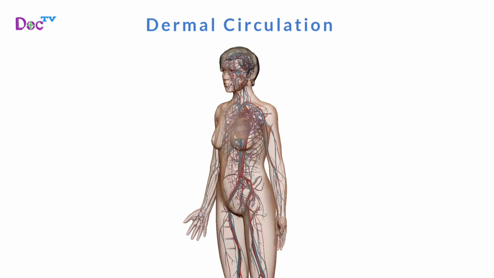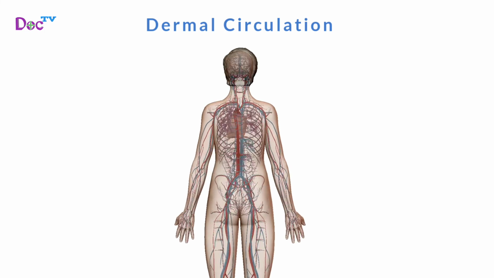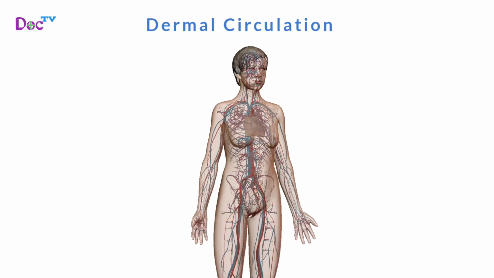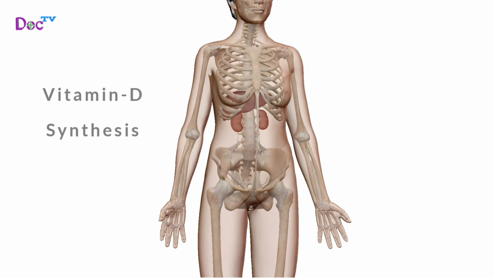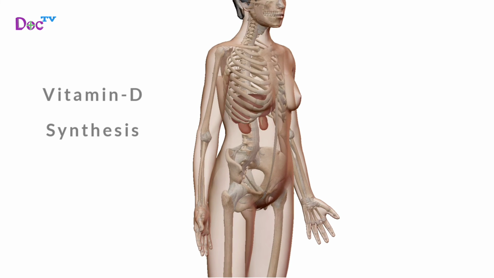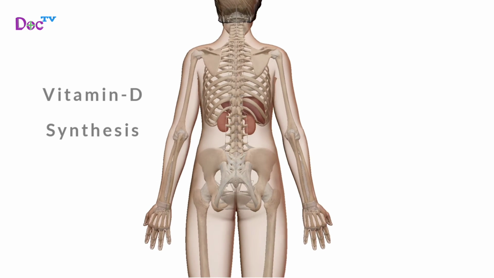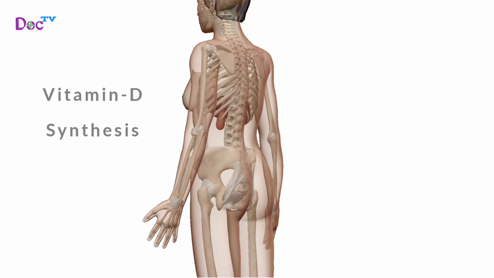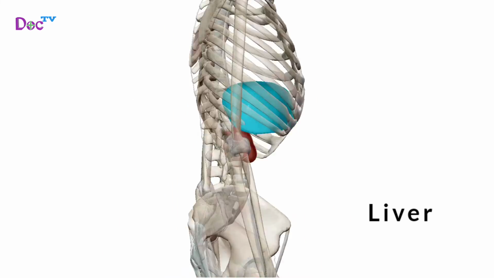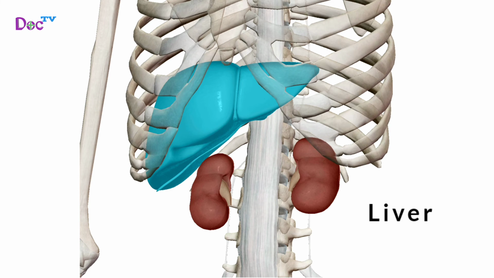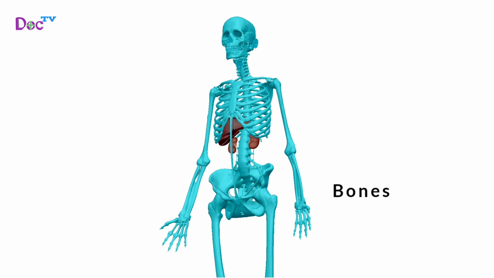So next topic we have dermal circulation. Blood vessels supply the skin with blood and help regulate body temperature. So these are the blood vessels. Vitamin D synthesis. Ultraviolet radiation from sunlight causes skin cells to produce vitamin D, which the liver and kidneys modify to promote bone development. Liver, kidneys, bones.